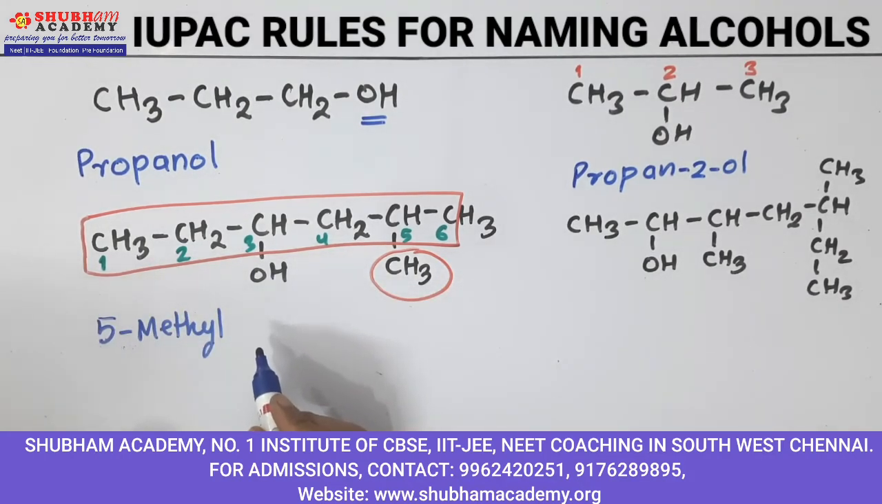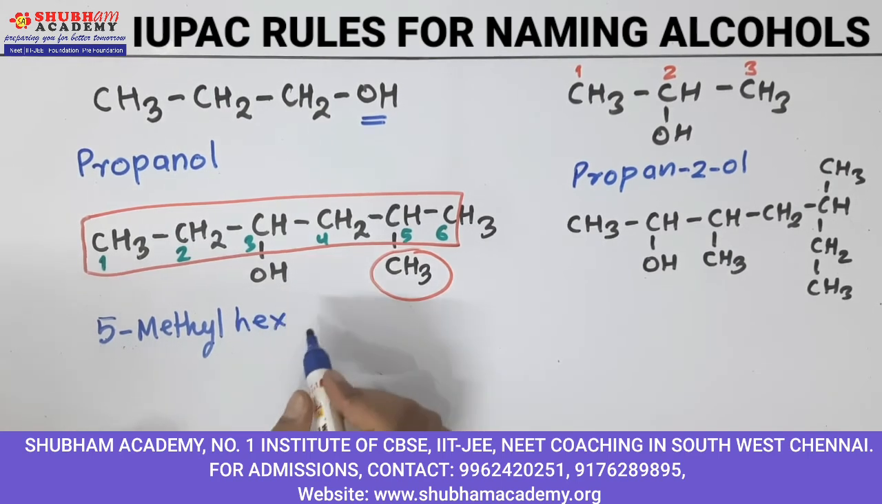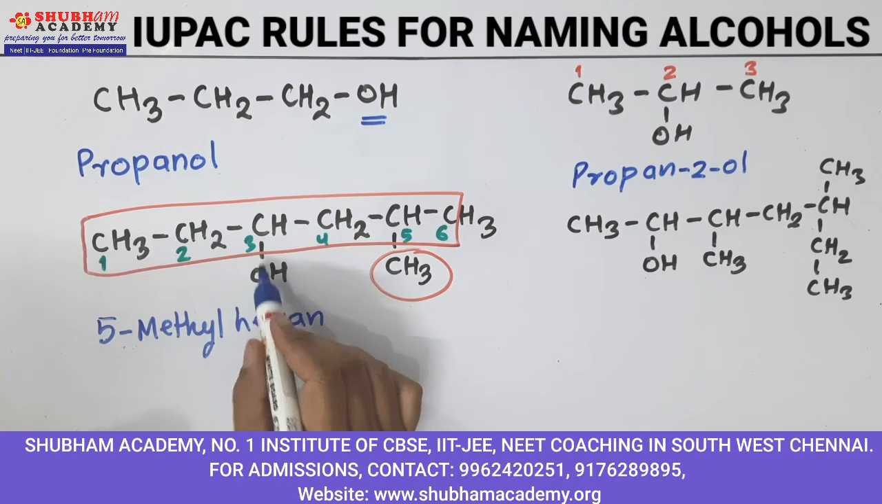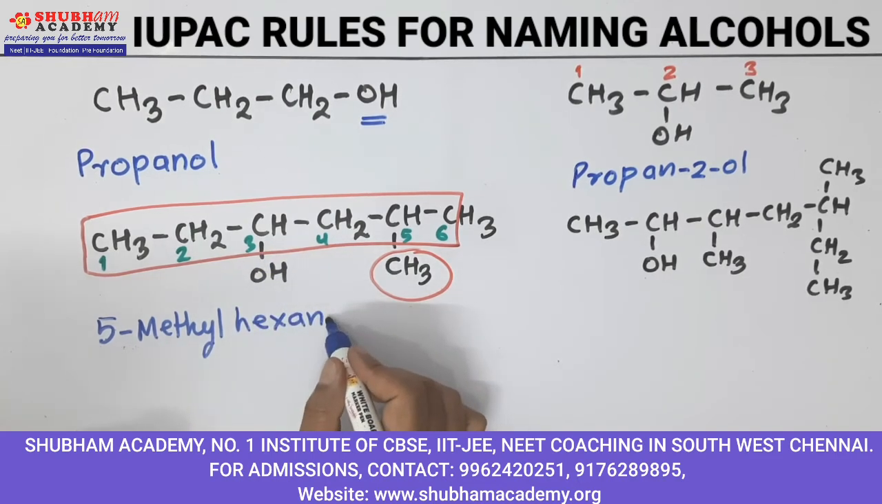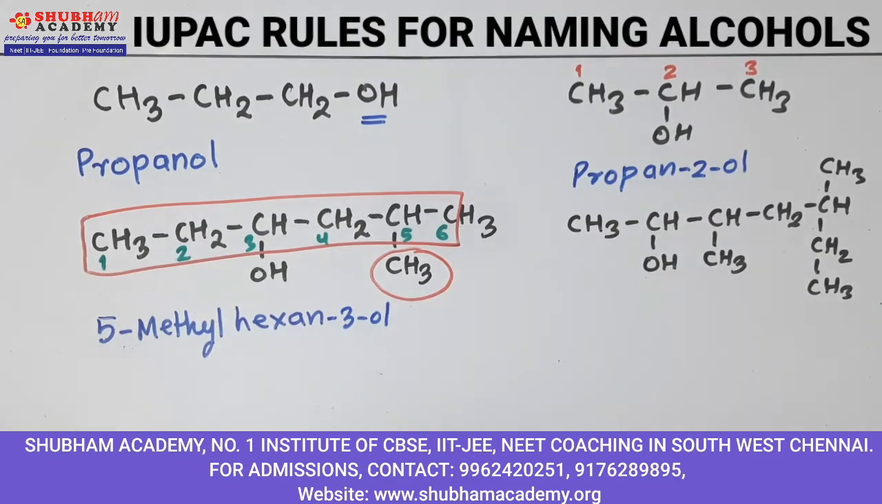How many carbon atoms are in the parent chain? 6. So for 6 carbon atoms, the word root is hex. So hex, you have a single bond between all the carbon atoms, so ane. And on the third carbon atom, you have OH, so 3-ol. So the name becomes 5-methyl hexane 3-ol.